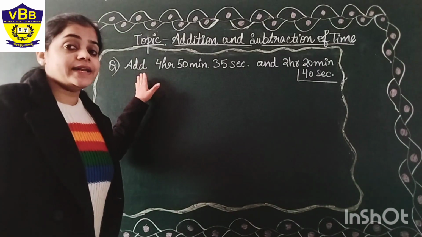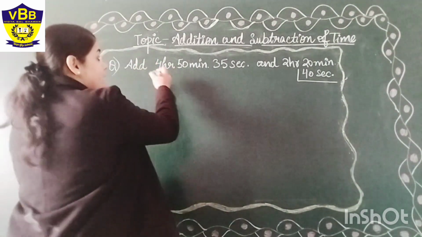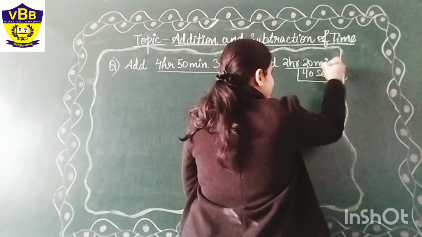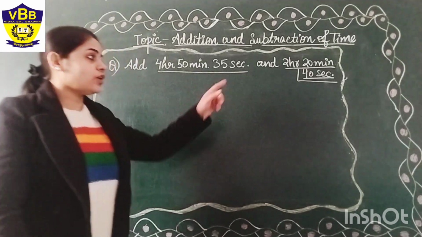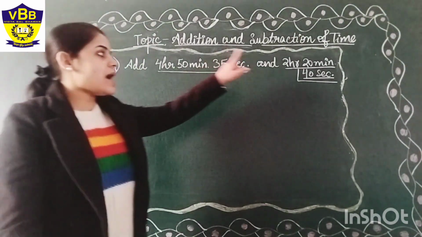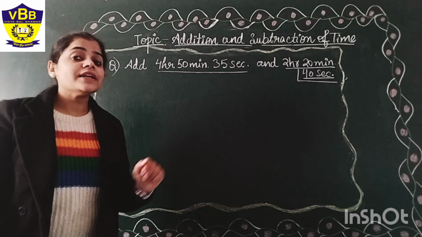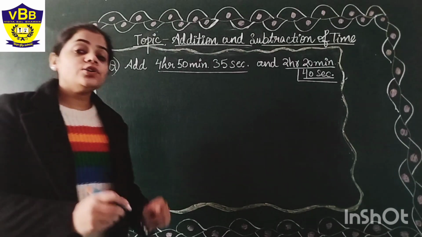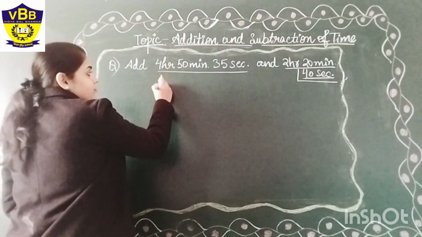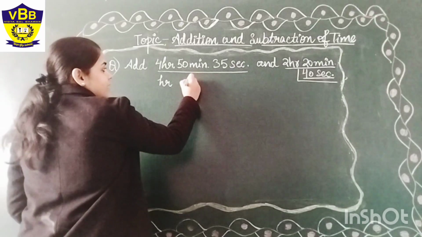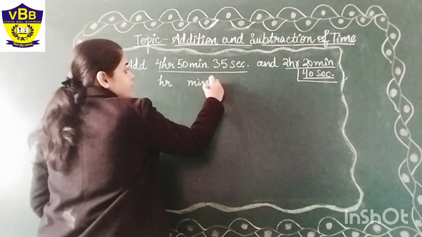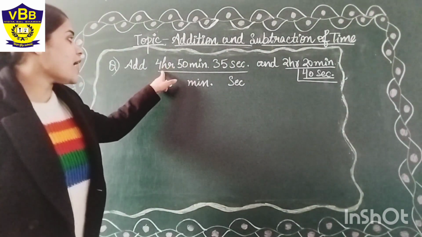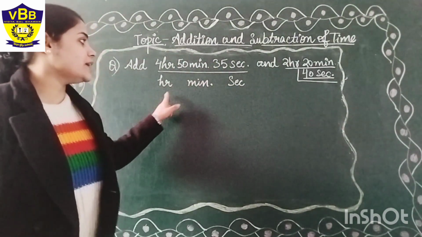Suppose we have a question: add 4 hours 50 minutes and 35 seconds and 2 hours 20 minutes and 40 seconds. So basically we have to add both these numbers, but before that, what you have to do? You have to write it in separate rows, stepwise. We will write first hours, then minutes, and then seconds, and after this we will put the values of hours, minutes and seconds in the rows.